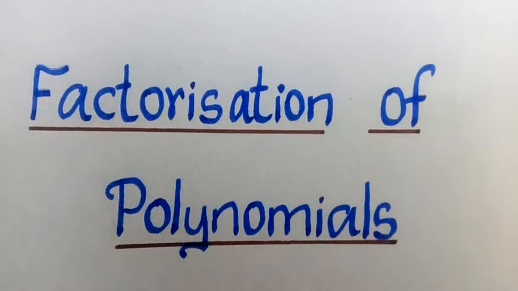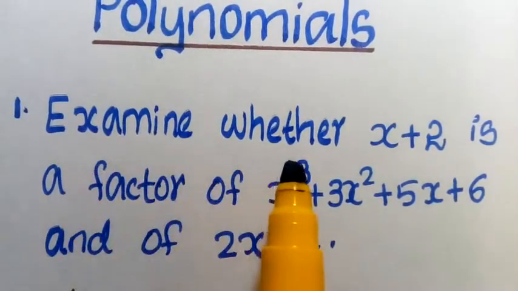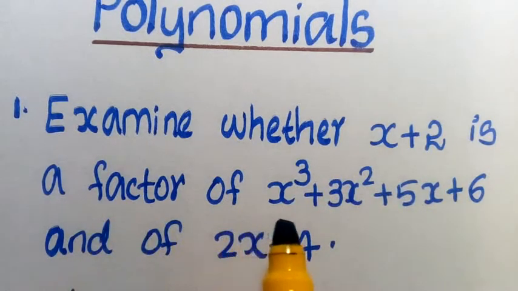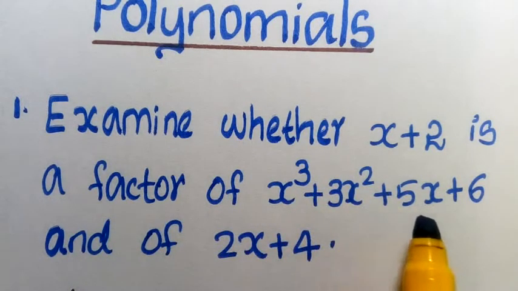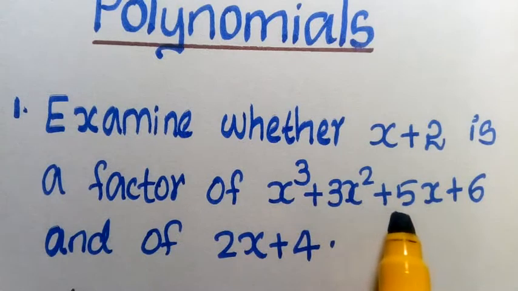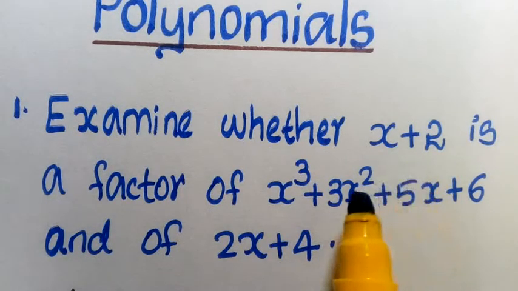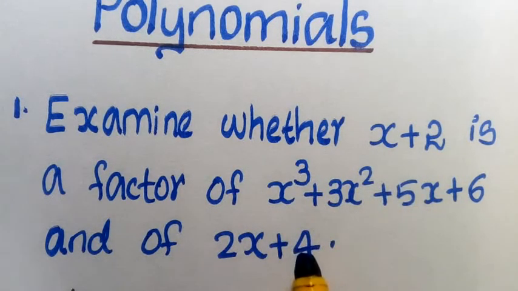Let us check one example question. Examine whether x plus 2 is a factor of x cube plus 3x square plus 5x plus 6 and of 2x plus 4. Here we have two polynomials, x cube plus 3x square plus 5x plus 6 and 2x plus 4. According to the question, we need to check if x plus 2 is a factor of both of the polynomials. We already discussed in remainder theorem.